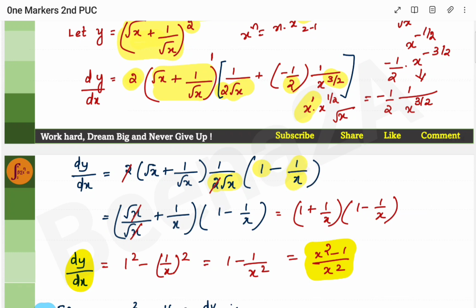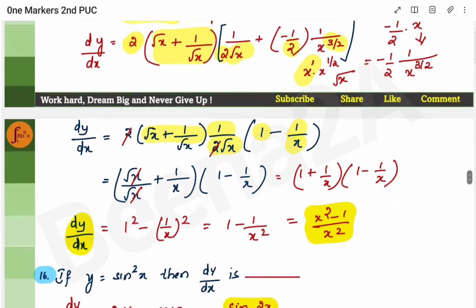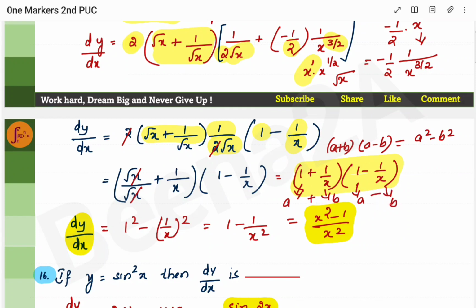Now I will multiply all of these. I'll multiply this and this, and then I'll finally get this particular expression. Now this is of the form a plus b into a minus b. When you have something like this, it's nothing but a square minus b square. Notice this is a, this is b, this is a, this is b. Here you have plus b, here you have minus b. So you can write it as a square minus b square.